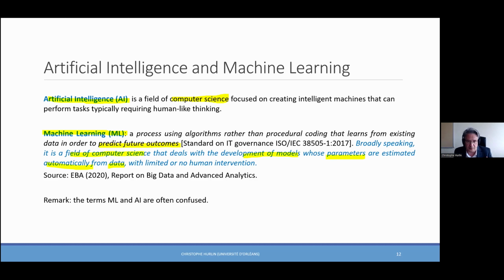First, broadly speaking, machine learning deals with the development of models. You know what an econometric model is. For instance, the linear regression model is a model. In machine learning, we are also interested in the development of models. These models are generally used to predict future outcomes. The main usage of machine learning is forecasting. It's a forecasting issue.